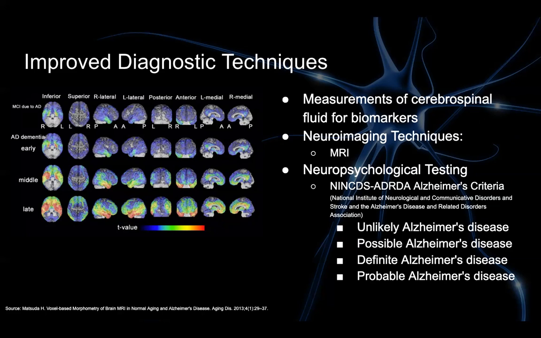It could be pre-dementia or mild cognitive impairment, which is usually the beginning stage of Alzheimer's disease. After that, Alzheimer's disease dementia can be classified as either early, middle, or late.